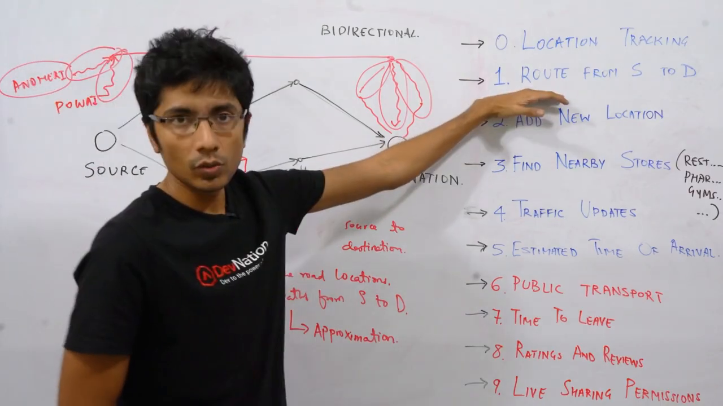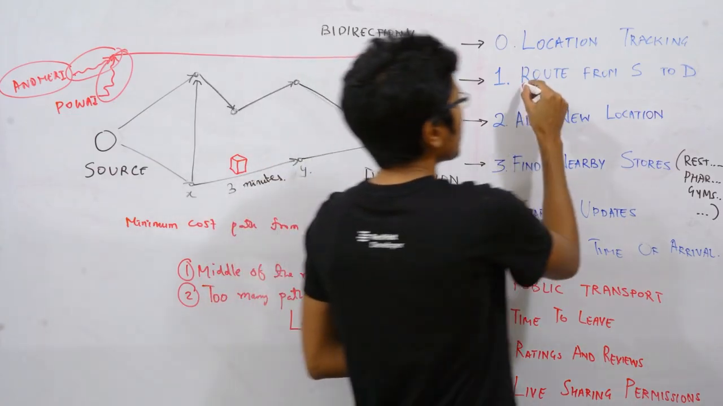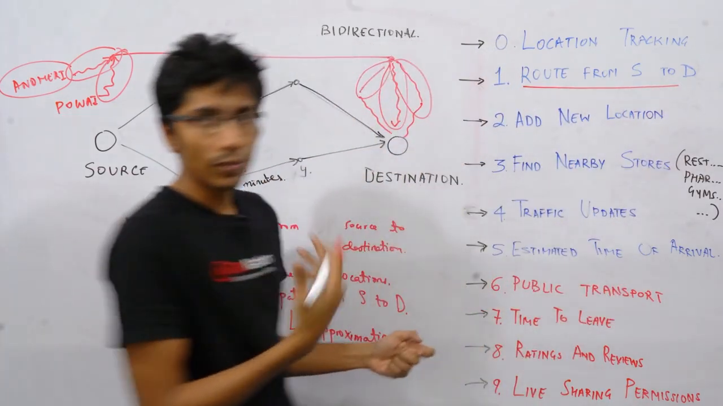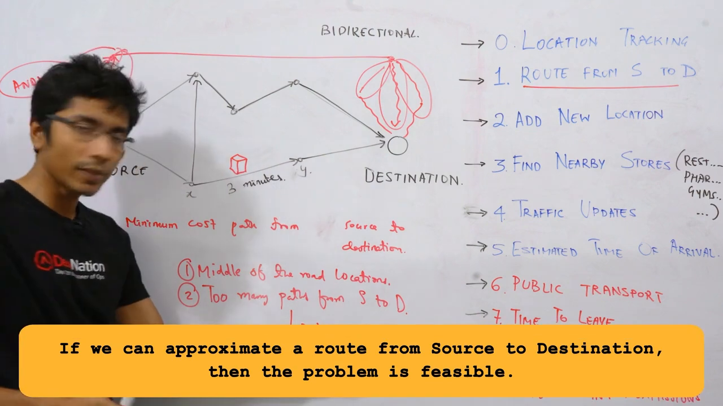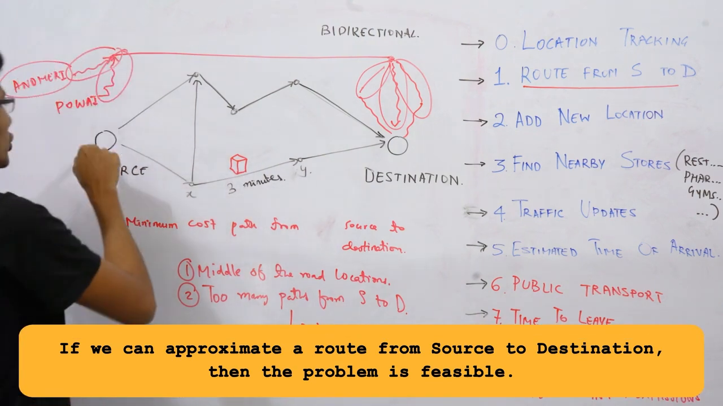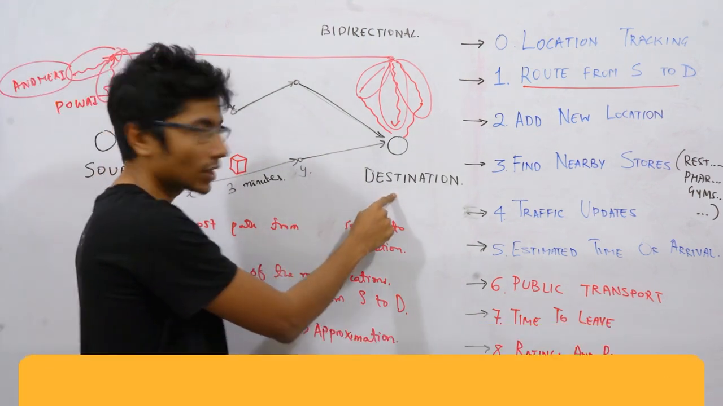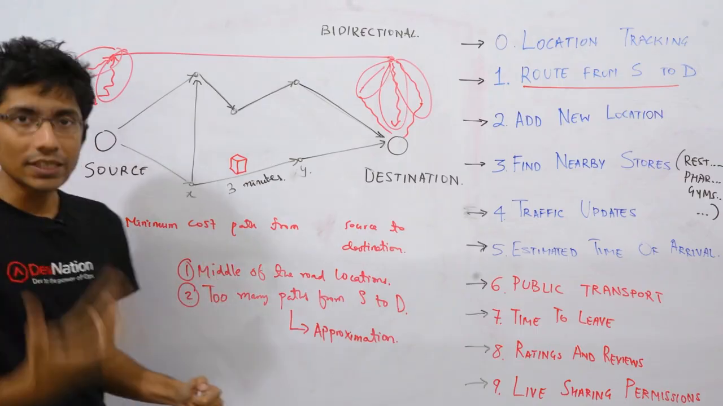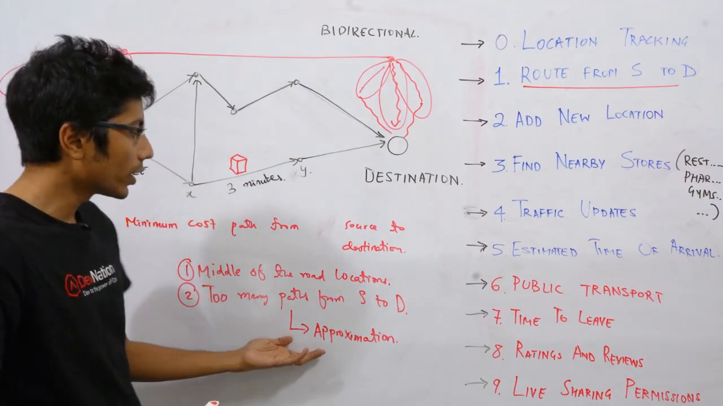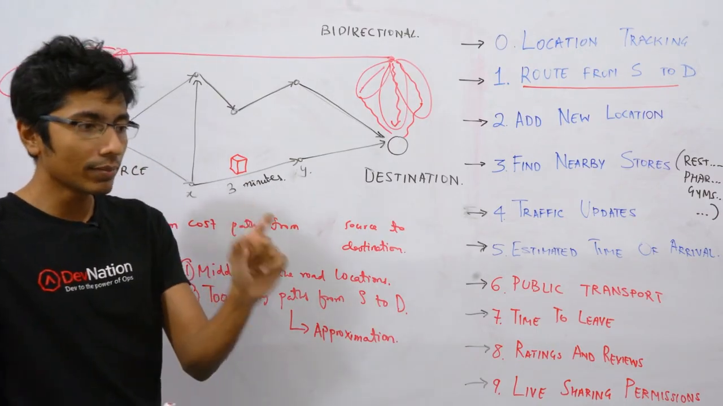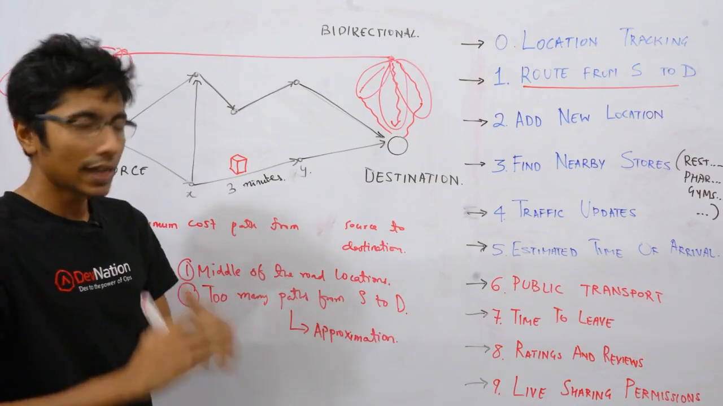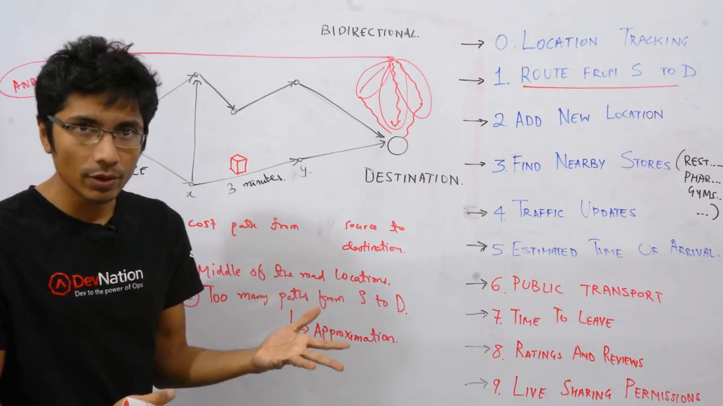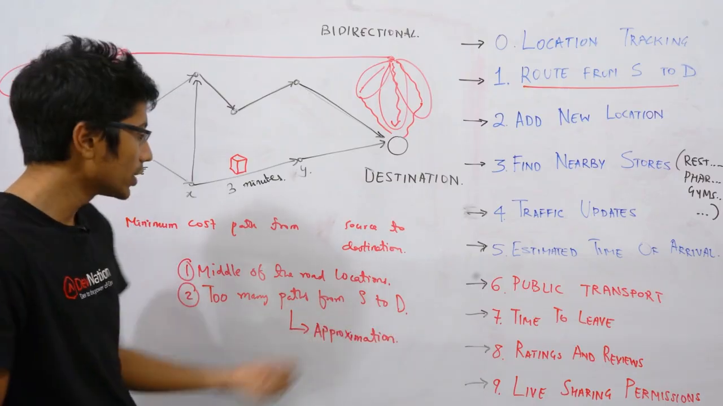Till now, we are just focusing on one thing, which is routing from S to D. Our assumption is if we can solve this problem, then the rest of the problem will also be solvable. And we have come to the conclusion that if we can approximate a route from a source position to a destination position, then the problem is feasible. If you want to do it in the optimal way, optimal meaning the mathematical optimal time required from source to destination, that's not going to happen. There are too many possible paths from source to destination, so you can't do this.